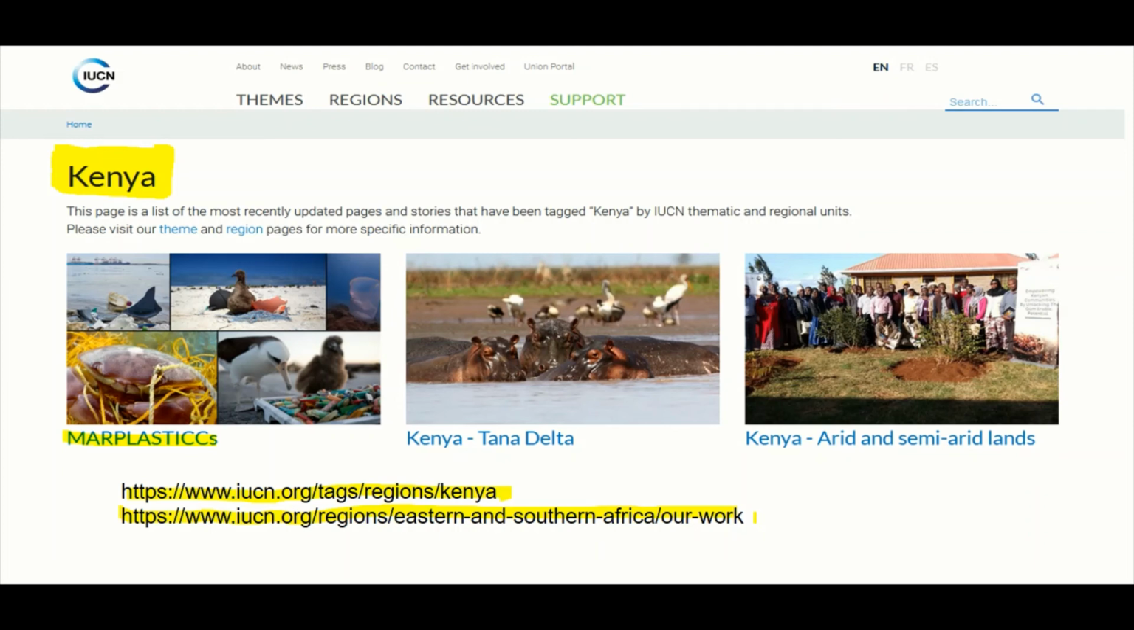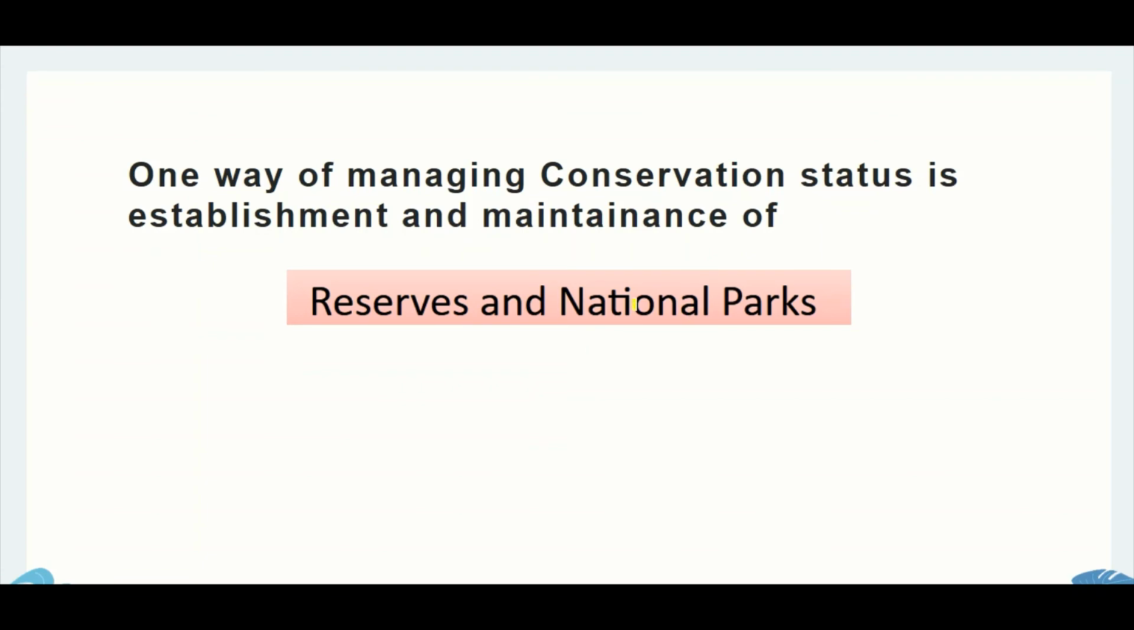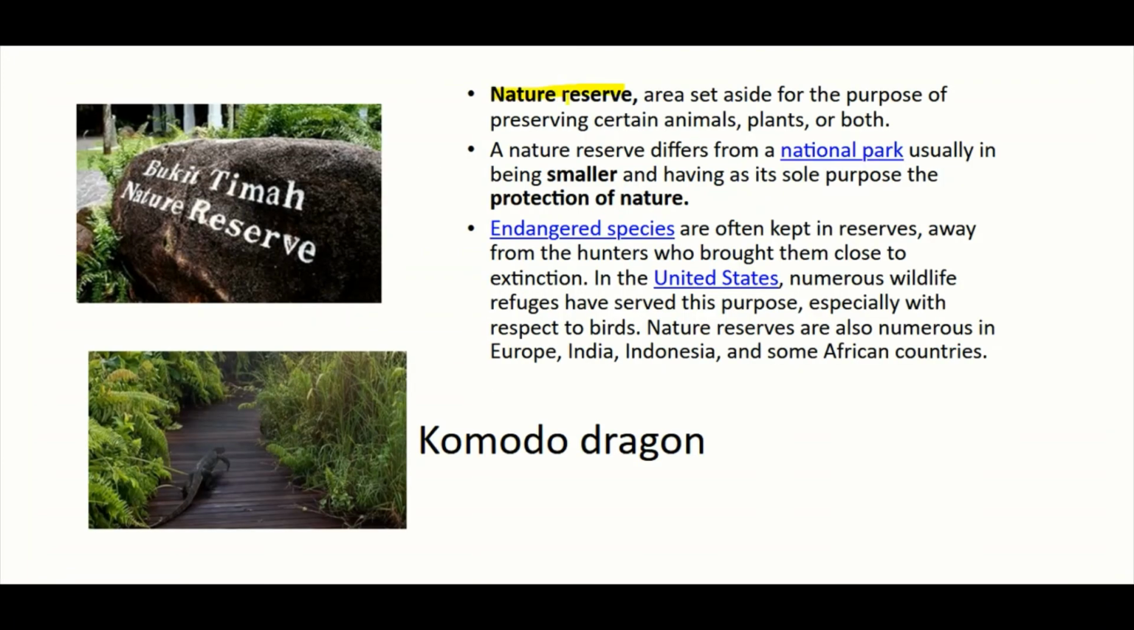and the eastern region. One way of managing conservation status is establishment and maintenance of reserves and national parks, which is something I gave you for discussion. We define nature reserve as an area set aside for purposes of preserving certain animals, plants, or even both. A nature reserve differs from a national park, usually because it's smaller and having as its sole purpose the protection of nature. Endangered species are often kept in reserves, away from the hunters who brought them close to extinction.